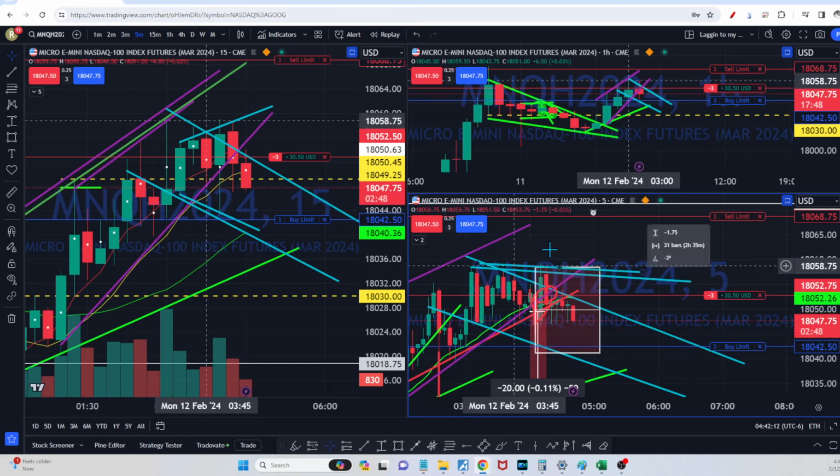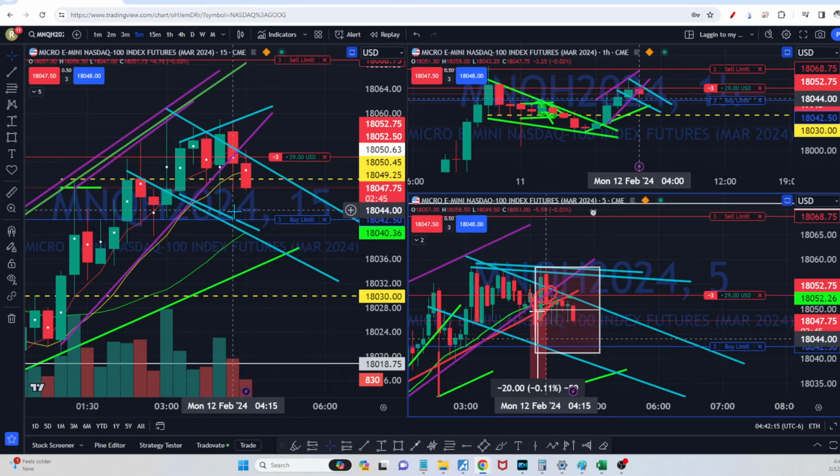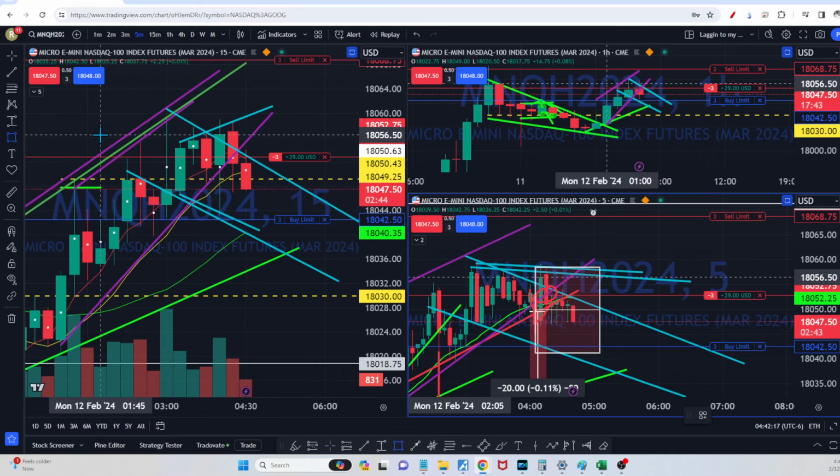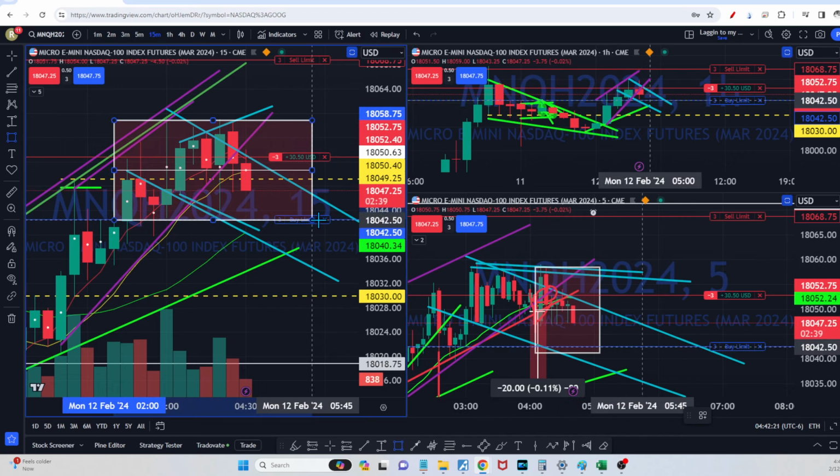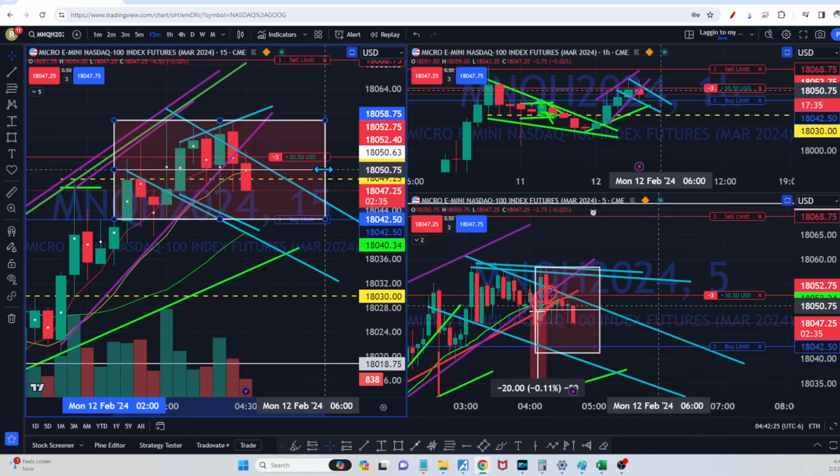I think the market sees this channel. We do still have a trading range here, though. Can't forget that. And I'm at the low of the trading range now, so I'm expecting it to come on through the trading range.